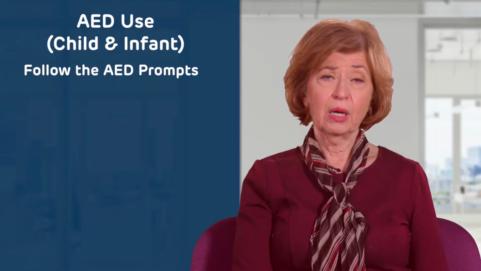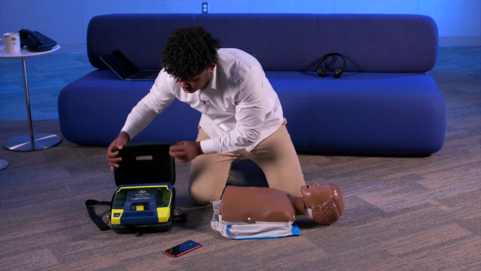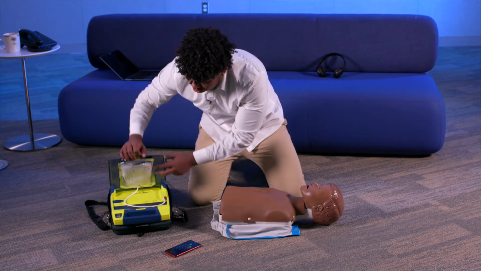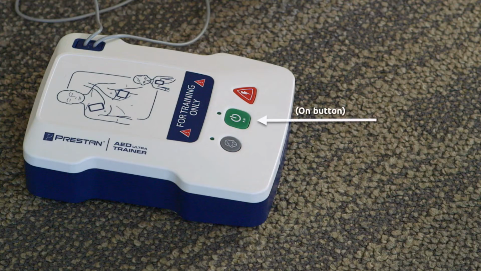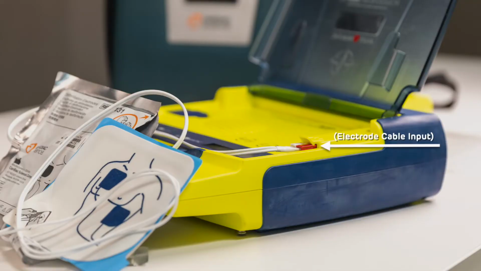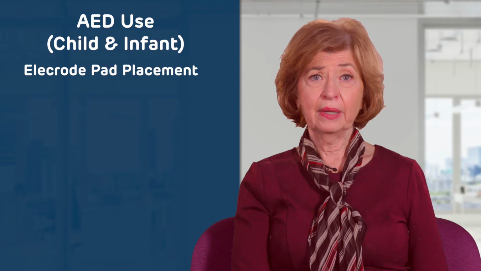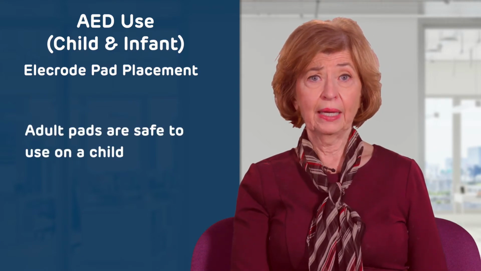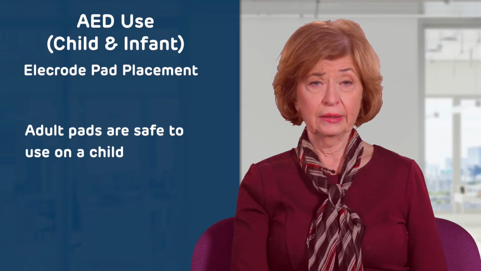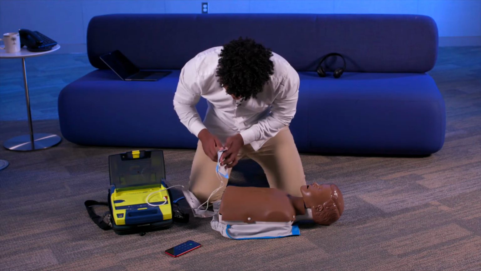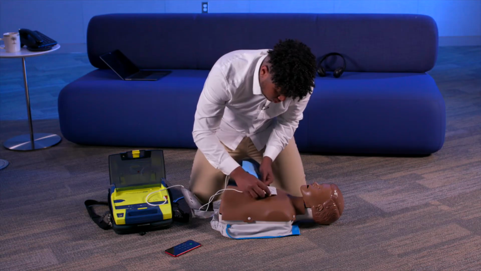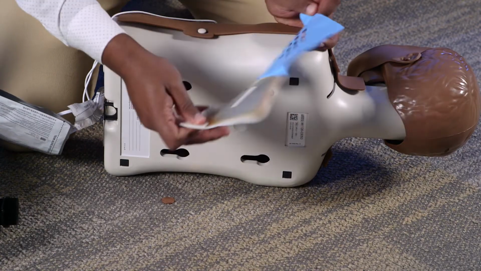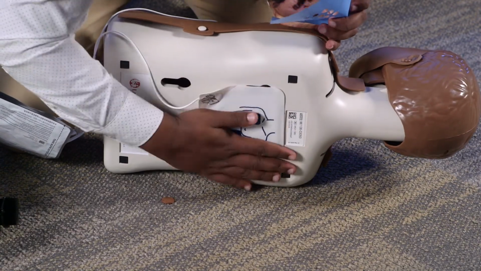Follow AED prompts. Once the AED is on scene, open the unit, turn it on if needed, and plug in the child or pediatric pads if available. Electrode pad placement. If the unit only has adult electrode pads, they are safe to use on a child. Place one pad in the center of the child or infant's chest and one on the center of the back of the chest.